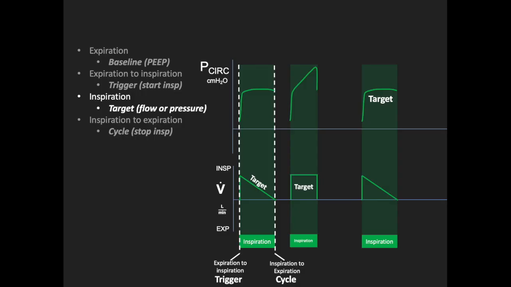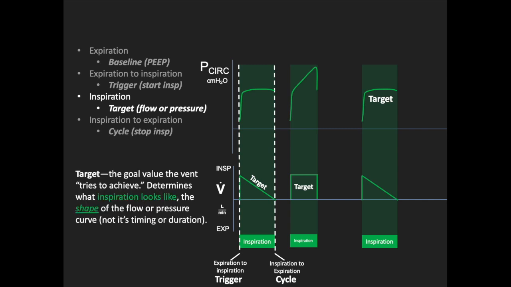We come now to the target, which is one of the less intuitive phase variables, but it's pretty simple. If I say that the ventilator's job is to provide inspiration, the target could be thought of as the ventilator's job description. The target describes what the ventilator actually tries to do during inspiration, and that means it determines what the inspiration actually looks like.